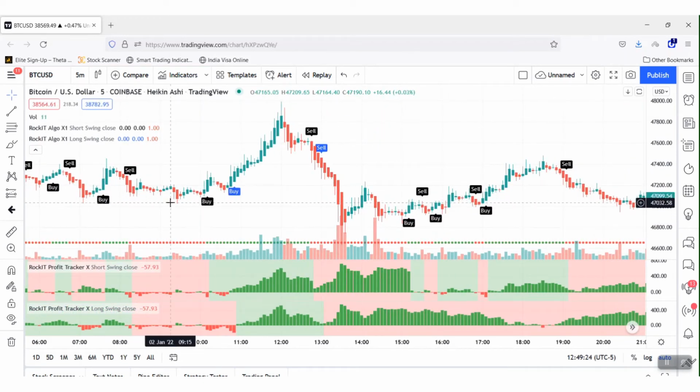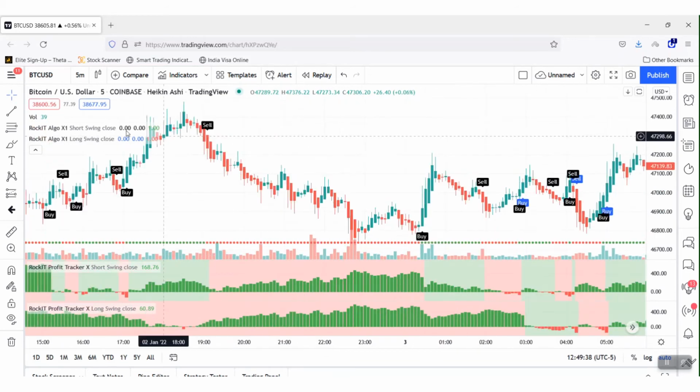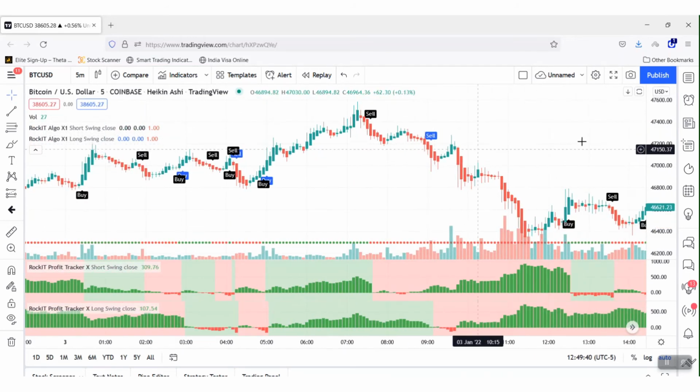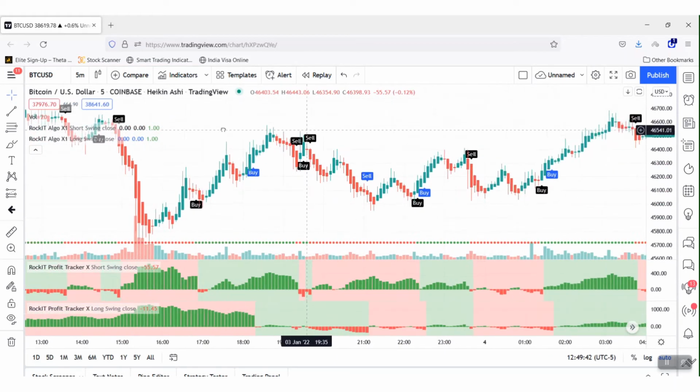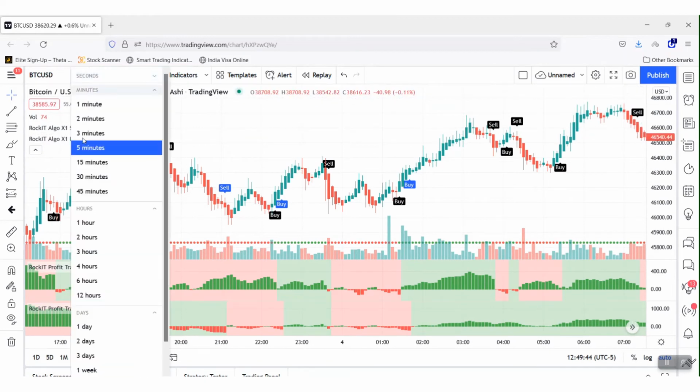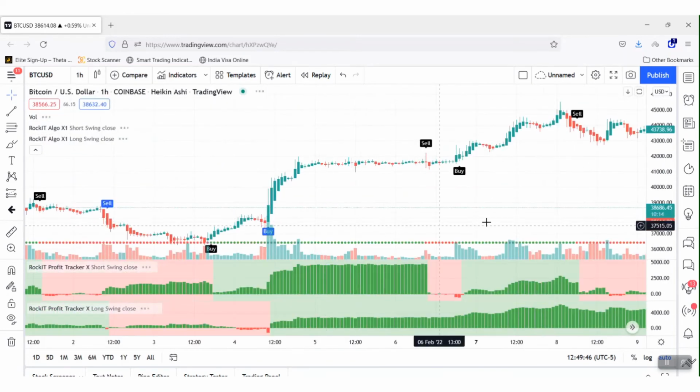So you will see here very rarely will you see both realizing losses. Note, when they realize loss, they're very small compared to the profits, the height of the profit bars, as you can see. Okay, so this is double RockIT algo trading. Let's go to 1 hour, for instance. You can see the same pattern.